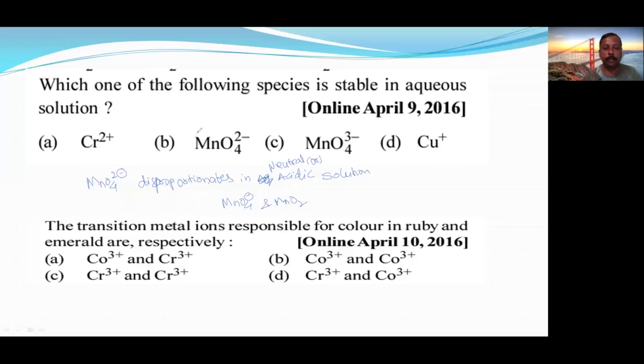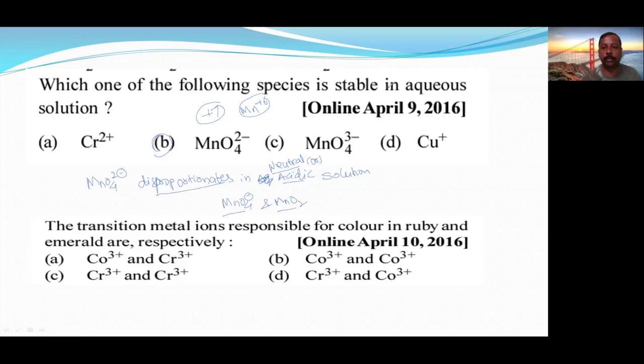Here actually manganese can exist at the +7 oxidation state also. There are two oxidation states, manganate and permanganate. If Mn is at the +6 oxidation state, it is called manganate. If it is at the +7 oxidation state, it is permanganate. In option B, manganate disproportionates in neutral or acidic solution to form permanganate and manganese dioxide. Therefore, the answer to this question is B.